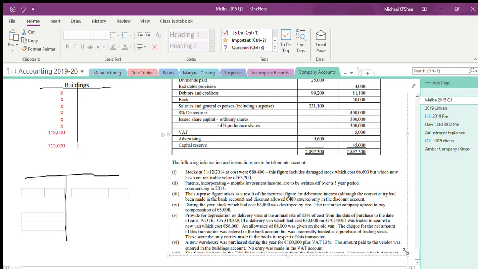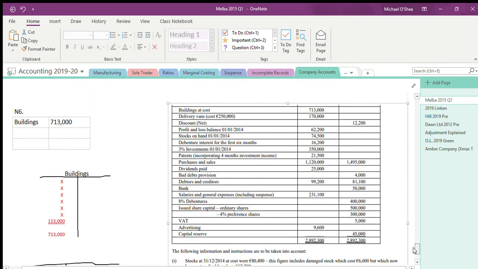So a couple of things to understand very quickly here. When you pay for something, you pay the VAT as well. So the amount paid to the vendor is going to be the 113%, the 100% plus the VAT of 13. Therefore, the 113,000 is the amount that we paid. This was entered into the buildings account.